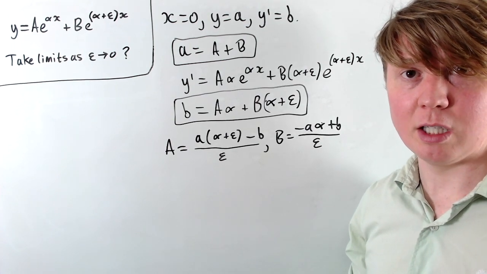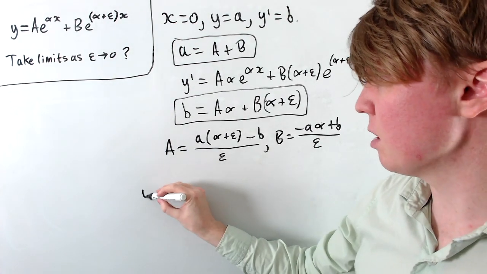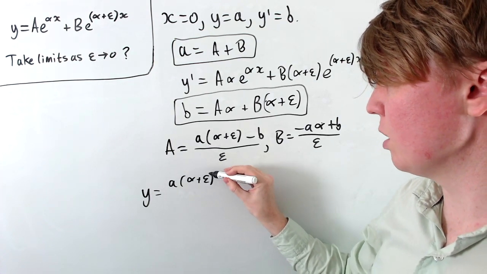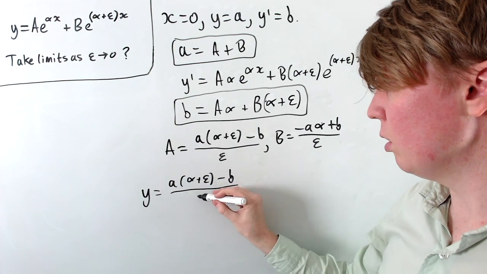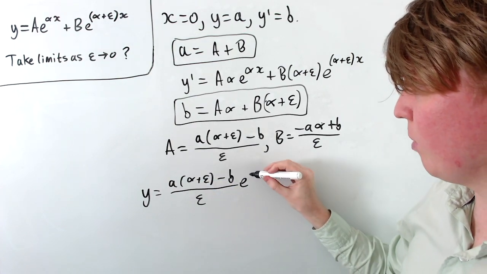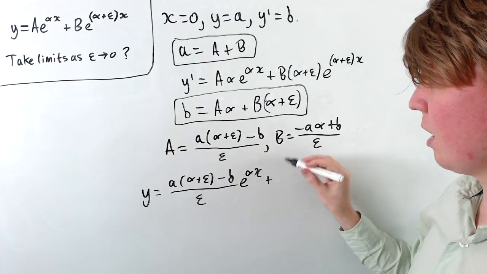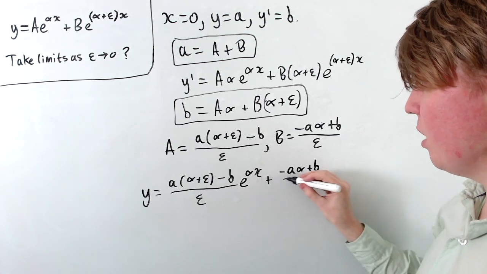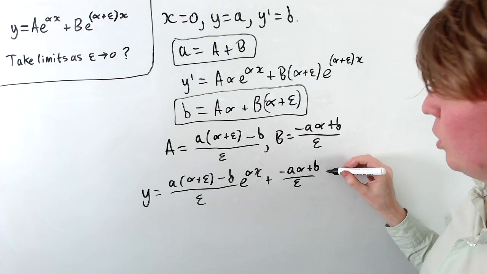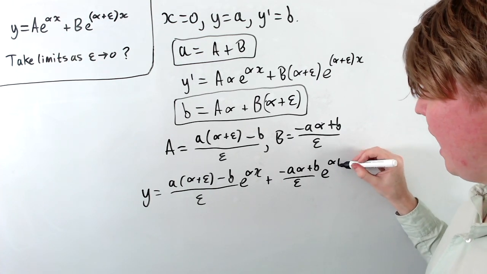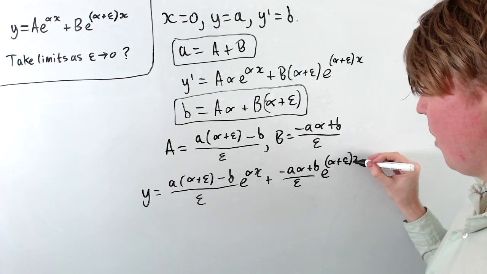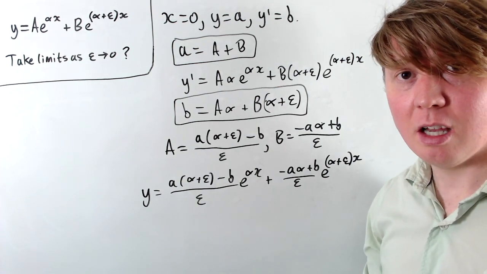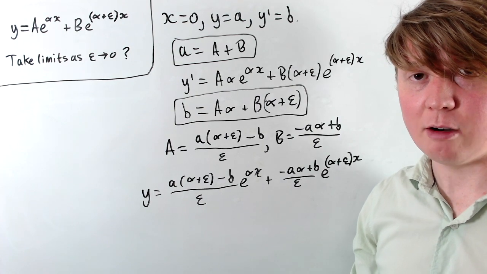Using these initial conditions, we can write our general solution as y equals a times (alpha plus epsilon) minus b, all over epsilon. This gets multiplied by e to the alpha x, and then for our B term we have negative a alpha plus b, all over epsilon, and this is multiplied by e to the (alpha plus epsilon) times x. And now we're in a state where we could potentially rearrange this and take limits as epsilon goes to 0 and see what we get.